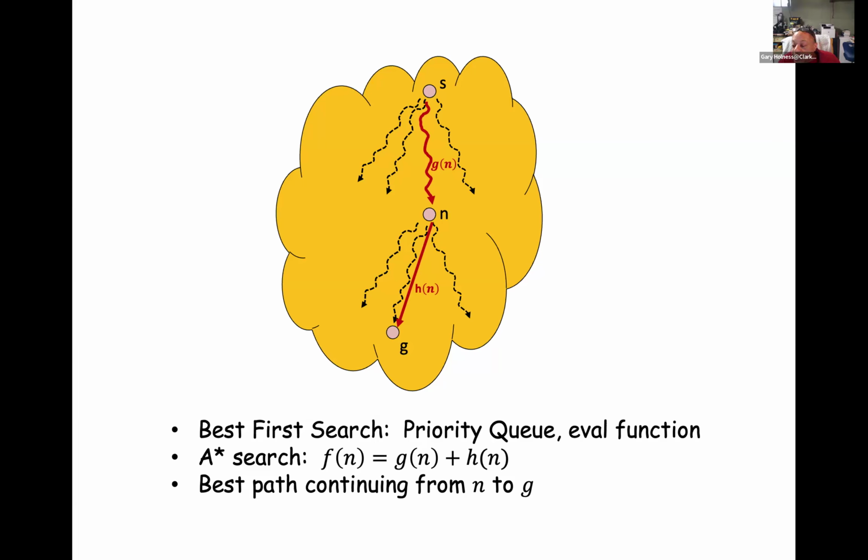Okay. Any questions? And so A* search is just best first search. We're going to use a priority queue, and we're going to use an evaluation function. But with A* search, it's just like greedy best first search, only we're going to include the incremental path cost g of n plus our estimate h of n. Okay.